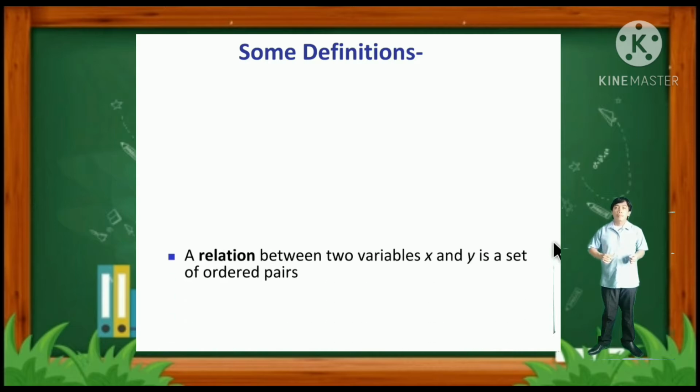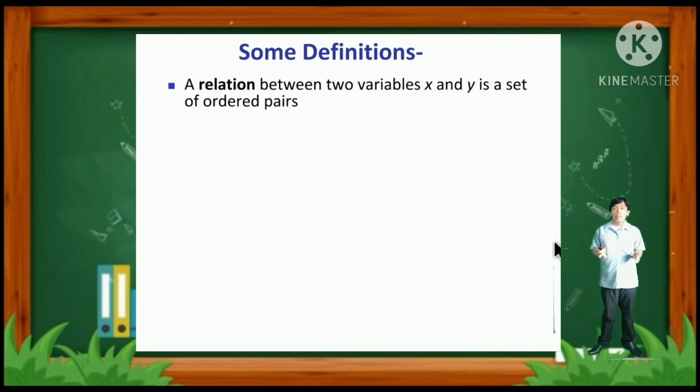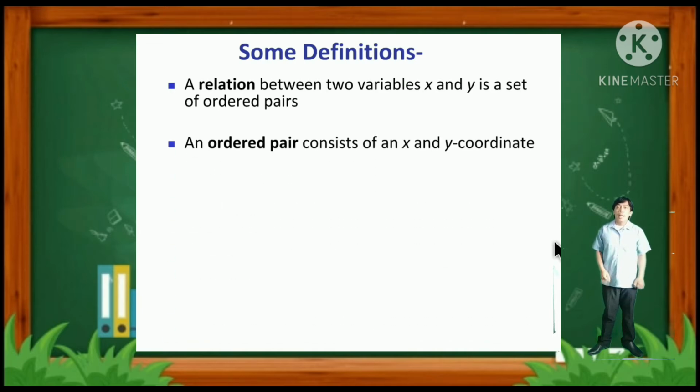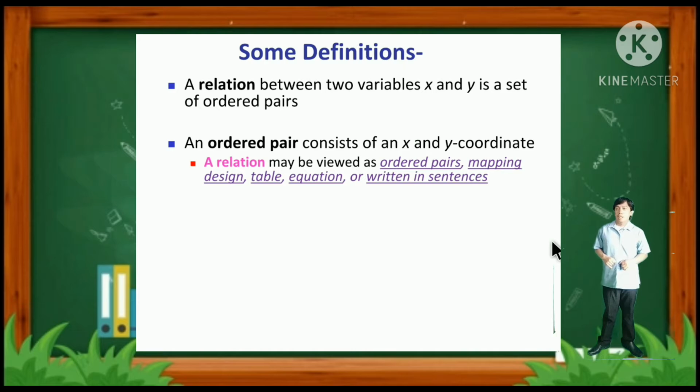So, these are some definitions. A relation between two variables x and y is a set of ordered pairs. Are you familiar with ordered pairs? Okay, when you were in grade 9, you have discussed the x and y, right? Okay, so for example, this one. An ordered pair consists of an x and y coordinate. A relation may be viewed as ordered pairs, mapping, design, table, equation, or written in sentences.